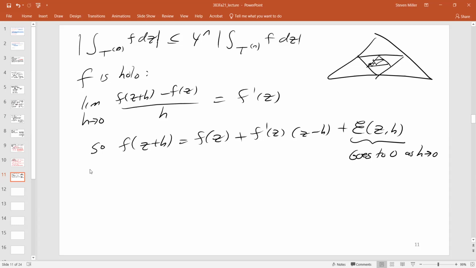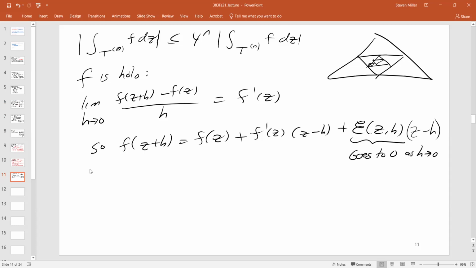And in fact, it goes to 0 even when I multiply by h. So that's what it means for the limit: as h gets very, very small, f of z plus h minus f of z over h gets very close to f prime of z. How close? It's missing by something, I'll call it error function of z and h. And the error of z and h is so small that it has to be tending to 0.